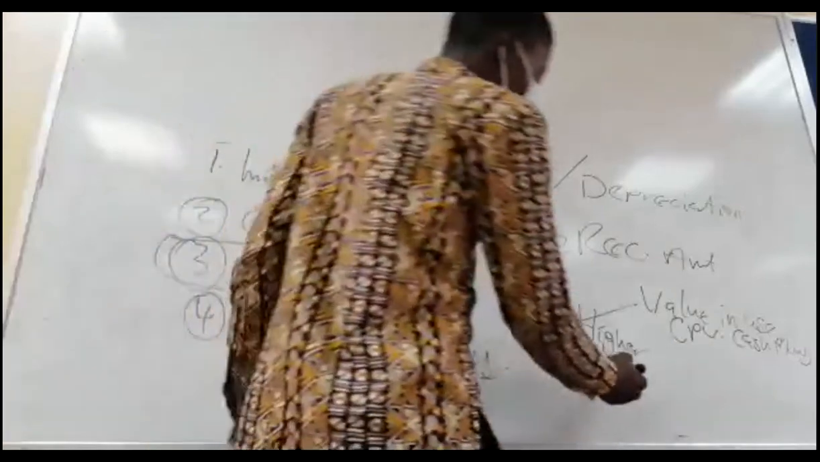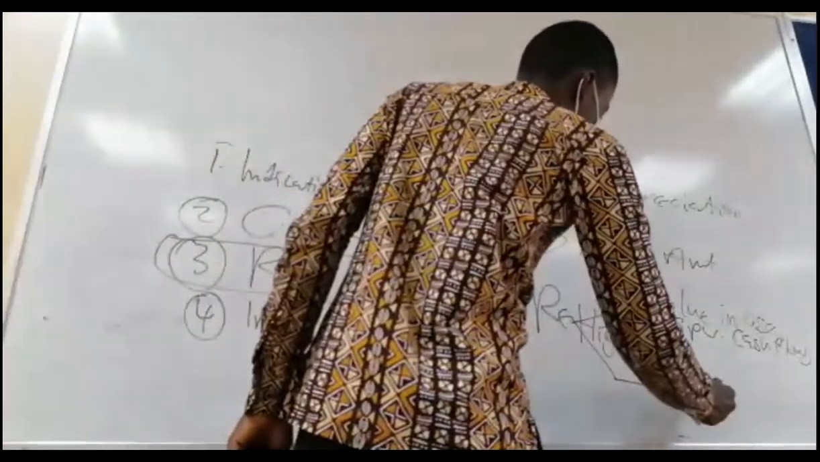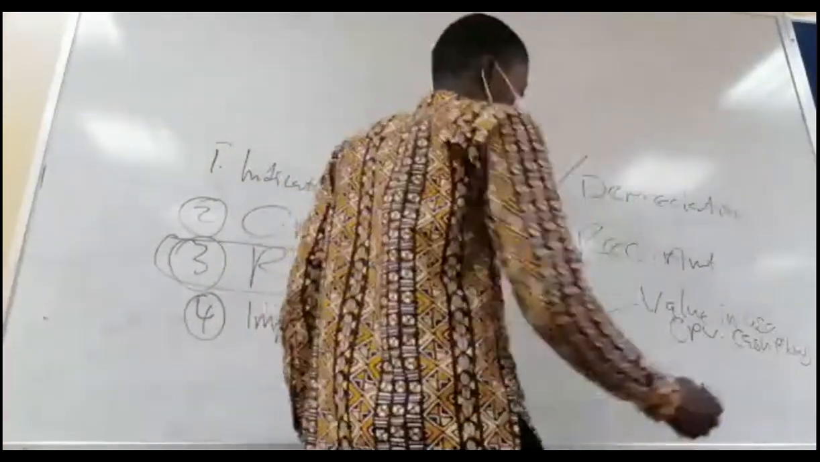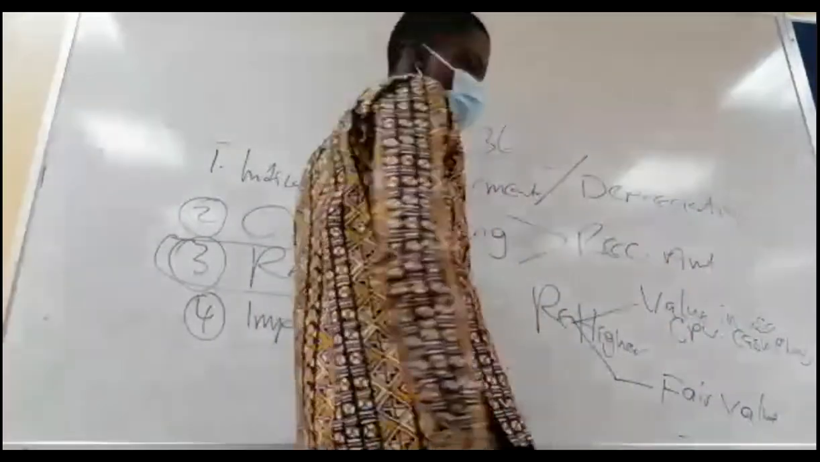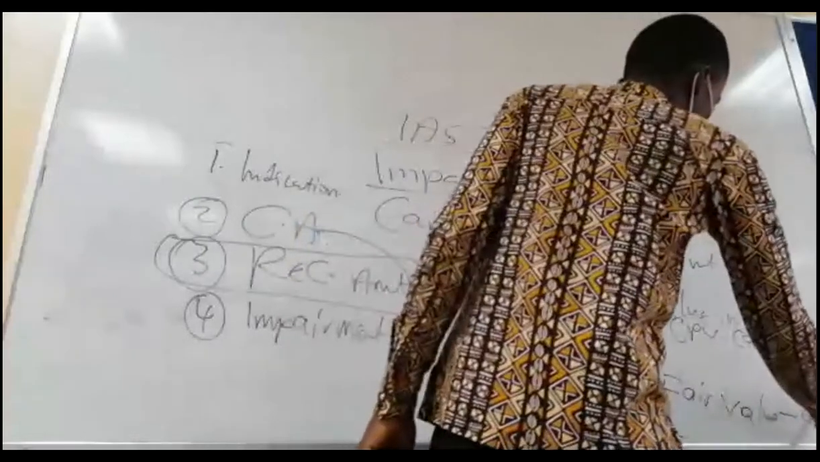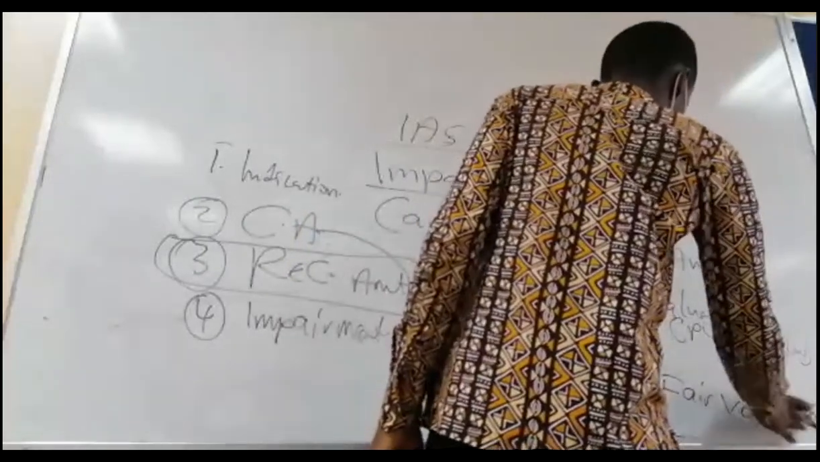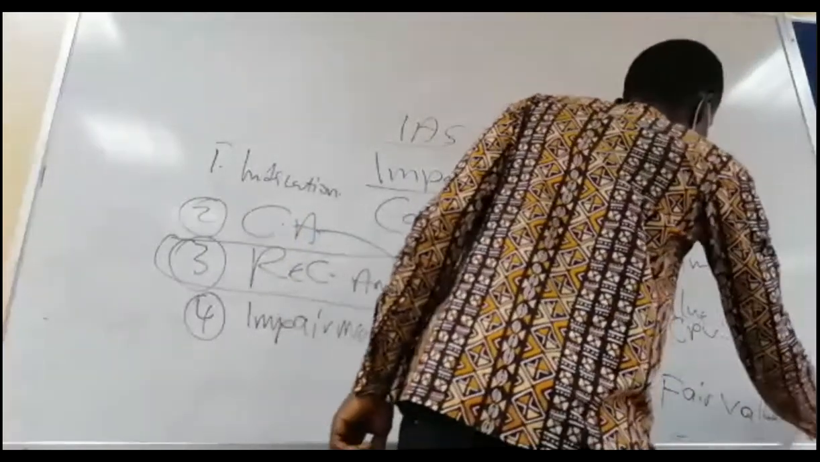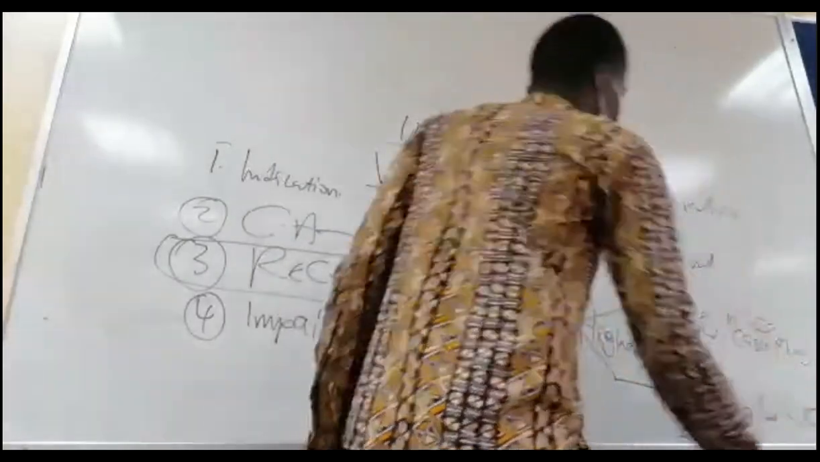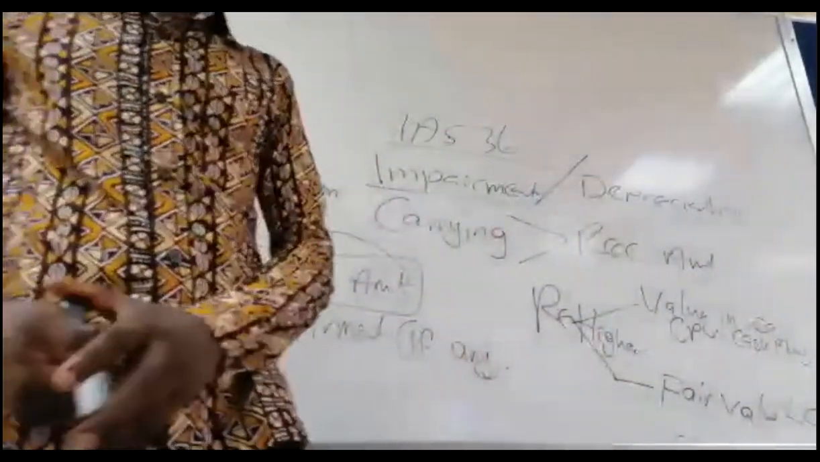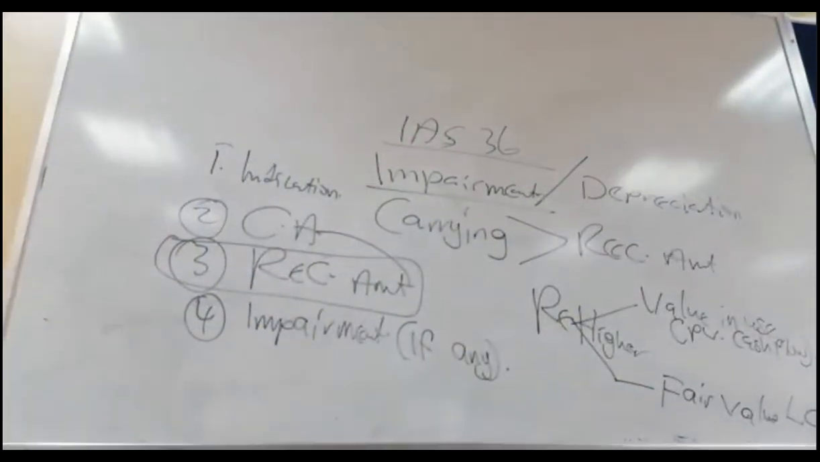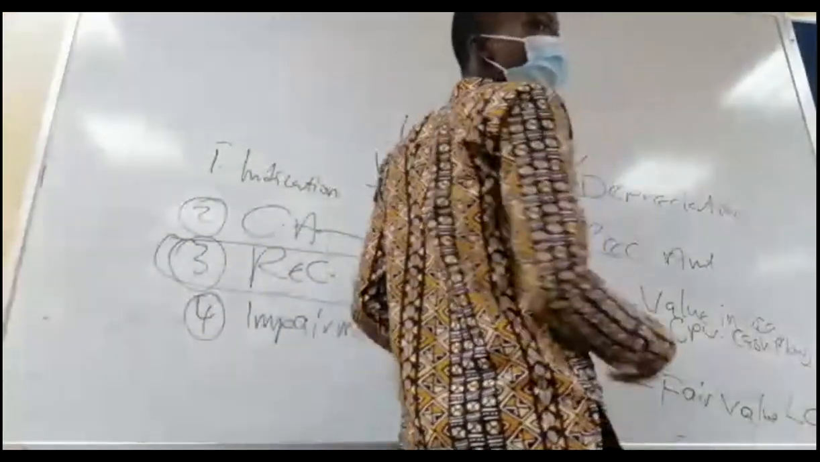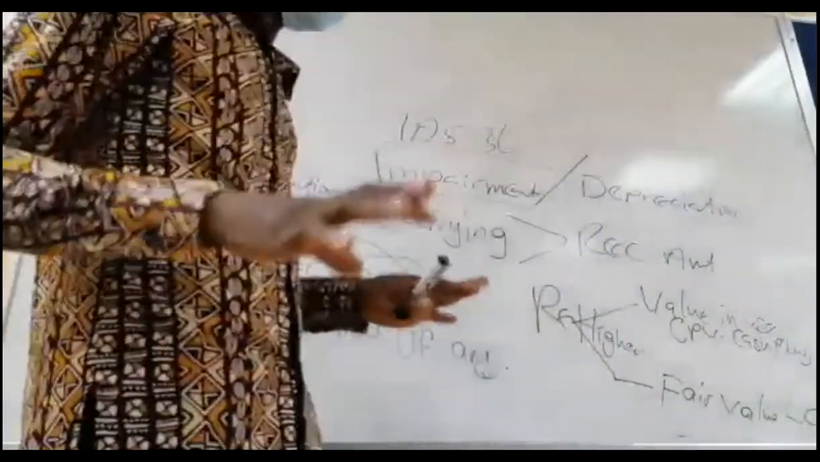Then the next option is fair value less cost to sell. Let me shortcut it here: less cost to sell. Fair value must be the market price or the selling price. Or you can also refer to fair value less cost to sell as the NRV. So compare the two values and select the highest value.